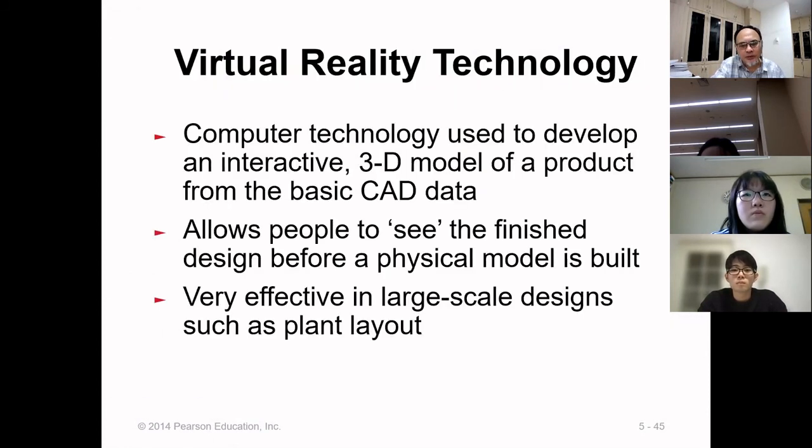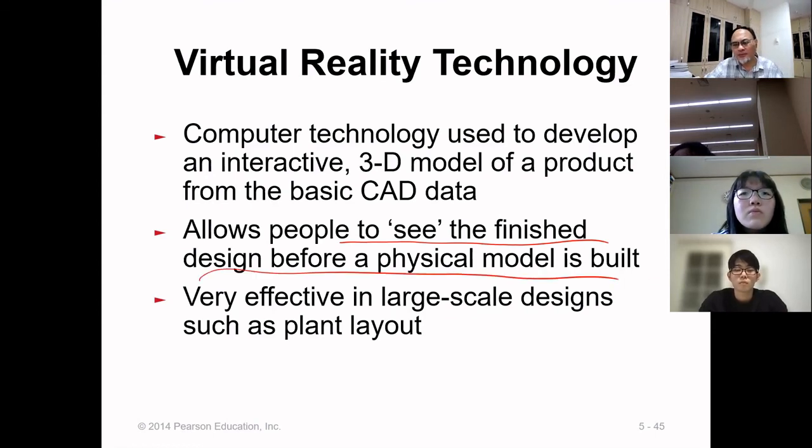Right. So VR is a 3D model of the product. You can see the VR, virtual reality. And people, you are younger generation, I think you are much more familiar with this, right? Because you play games, you can see the 3D. So it allows people to see the finished design before a physical model is built. Okay, physically you can see.